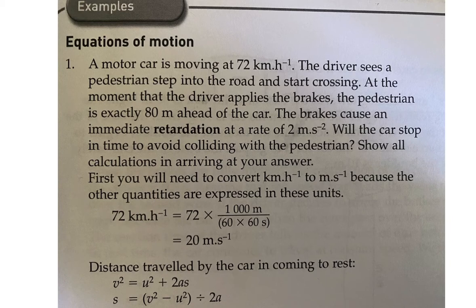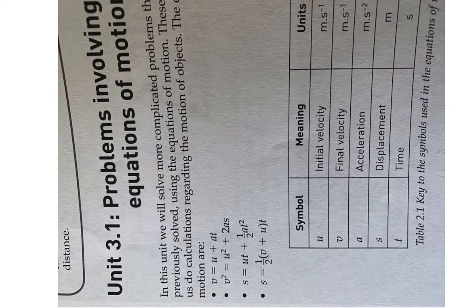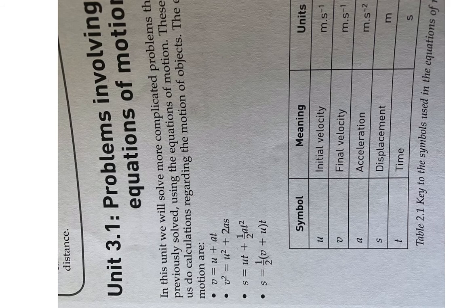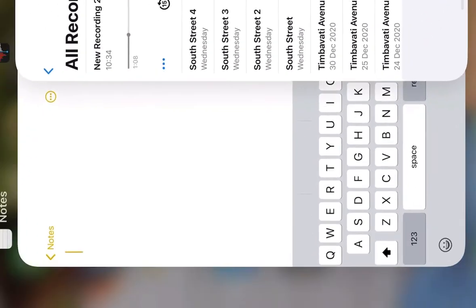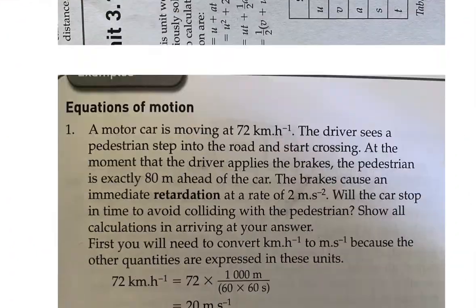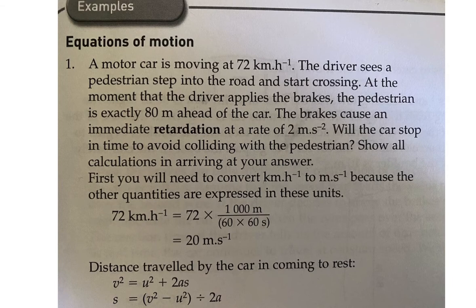So we have four equations of motion as given on page 16 of your textbook, and to solve such a question, before we look at the equation to use, we first need to understand exactly what the question is asking us. So let's read the question again. The question is, will the car stop in time to avoid colliding with the pedestrian? So exactly what is the question asking?